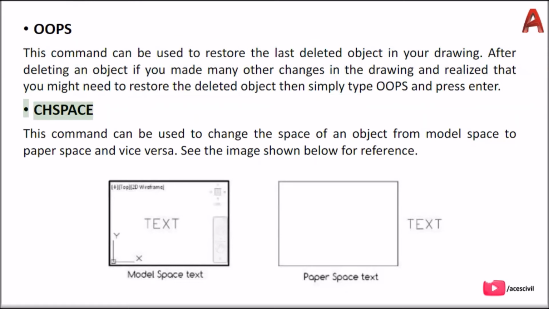Chspace. This command can be used to change the space of an object from model space to paper space and vice versa. See the image shown below for reference.